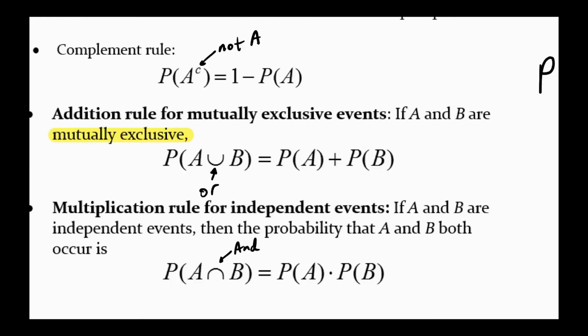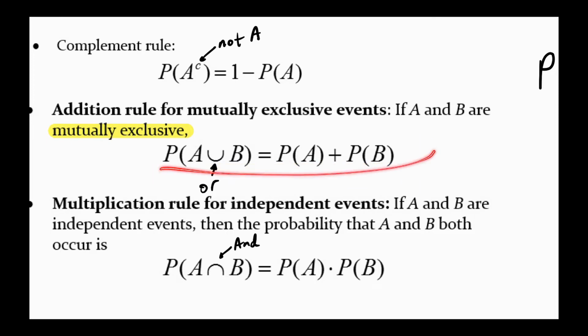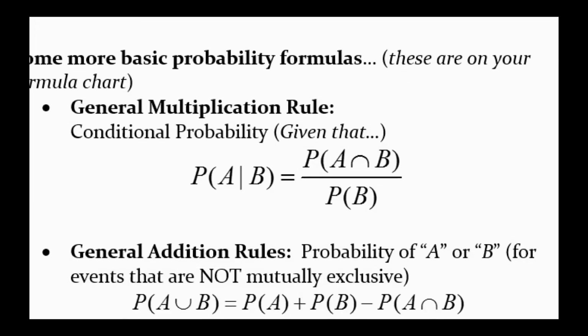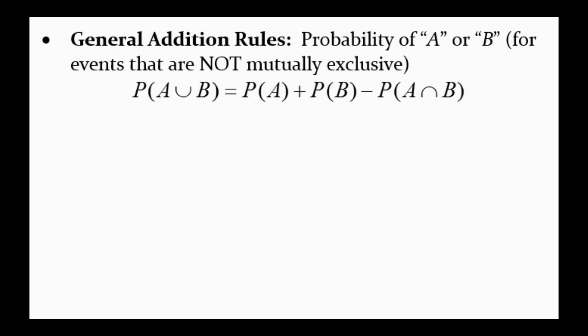It kind of looks like the addition rule for mutually exclusive events, right? What's the difference? Look at this one here and look at the general addition rule and what's the difference? It's got a subtraction at the end, right? This one right here does not have subtraction. This one over here does have subtraction. So why does it have subtraction? Why does one have subtraction and one doesn't? Well, if things aren't mutually exclusive, they might share something in common, right?